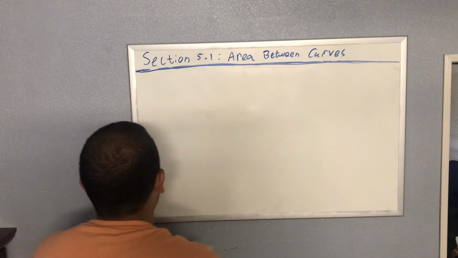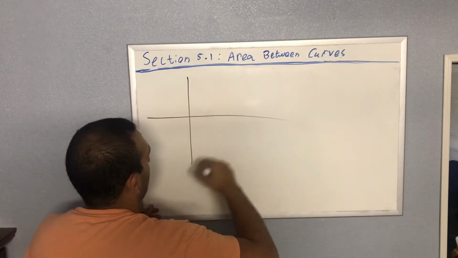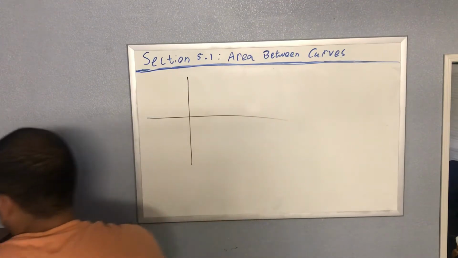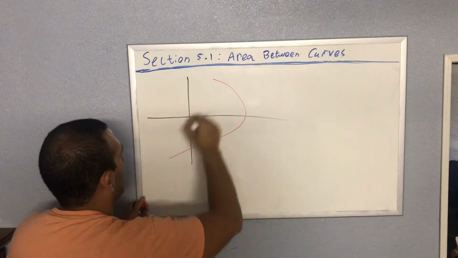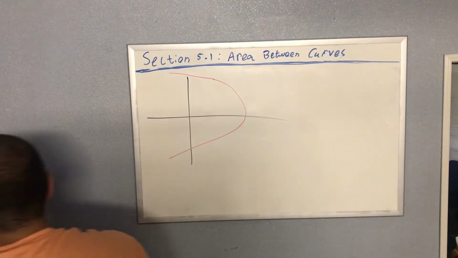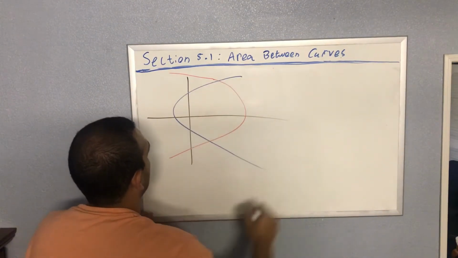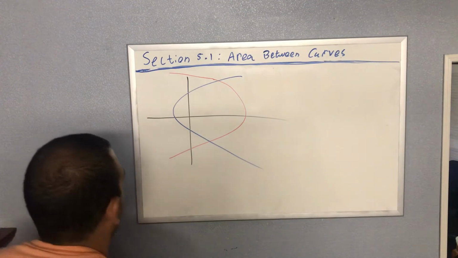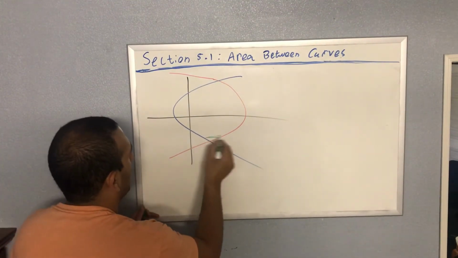So suppose we have one parabola, let's say, a sideways parabola like this, that opens up like that. And then you have another sideways parabola that maybe opens up like this. And you want to find this region.